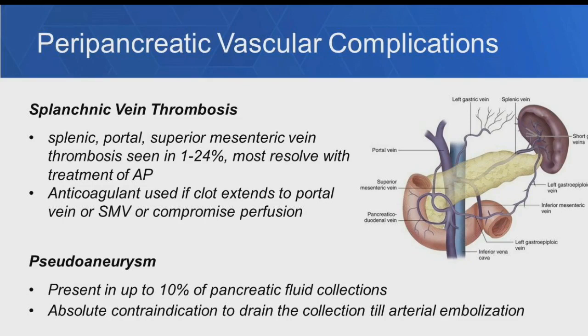So there is splenic vein thrombosis, which can involve the splenic vein, portal vein, or superior mesenteric vein, and can be seen in up to 24% of the patients, and the majority resolve without any requirement for an anticoagulant. But anticoagulants are required when the clots extend to the portal vein or superior mesenteric vein. So this figure here demonstrates how close the pancreas is to the splenic vein and to the portal vein. So with all the inflammation in the pancreas, there can be clots formed in this location.